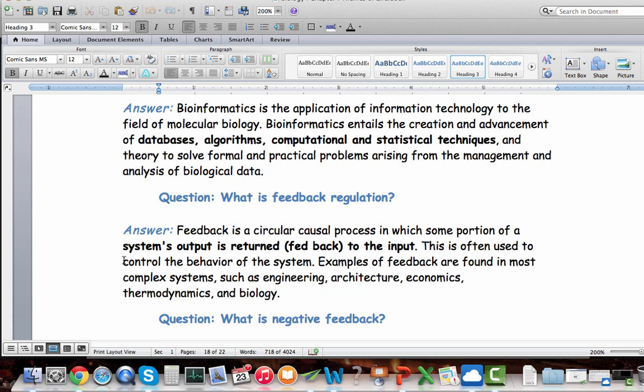Question: what is feedback regulation? Answer: feedback is a circular causal process in which some portion of a system's output is returned or fed back to the input. This is most often used to control the behavior of a system. Examples of feedback are found in most complex systems, such as engineering, architecture, economics, thermodynamics, and biology.